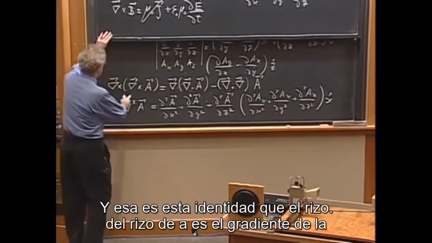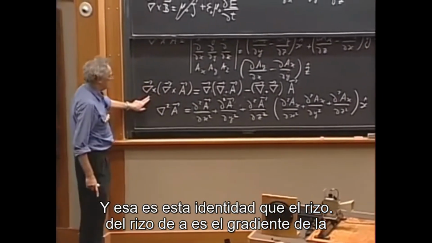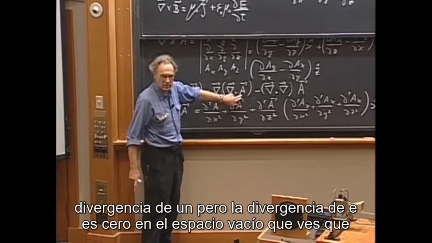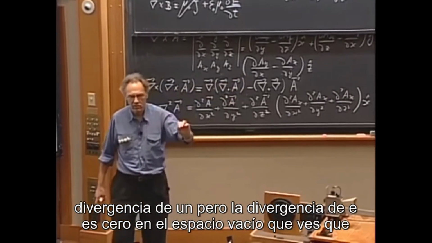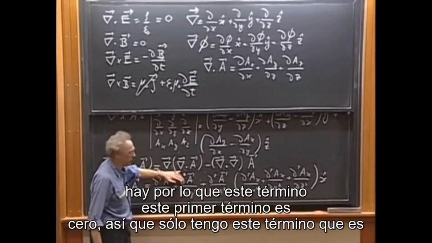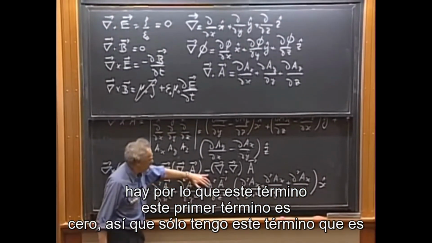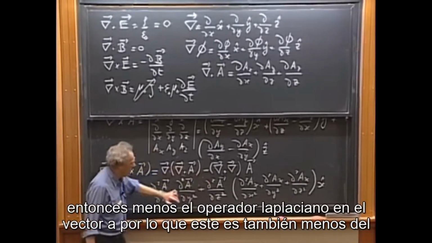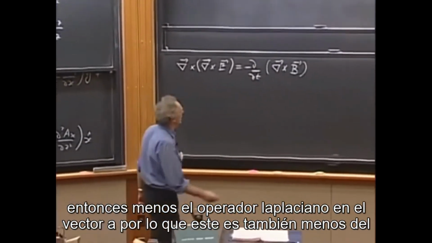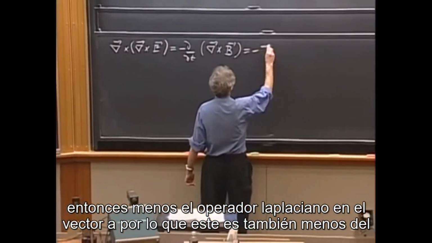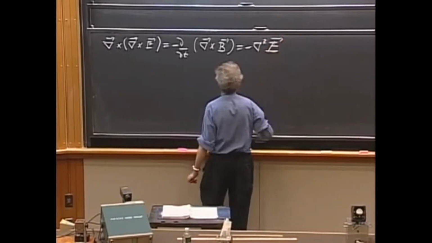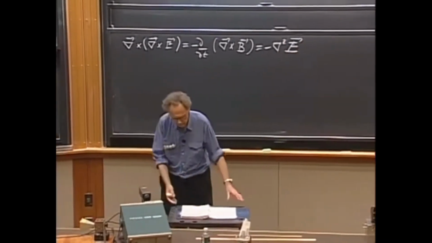Now I use the only thing that we should remember, and that is this identity, that the curl of the curl of A is the gradient of the divergence of A minus the Laplacian of A. But the divergence of E is 0 in empty space. You see that there. So this first term is 0. So I only have this term, which is then minus the Laplacian operator on the vector, so this is also minus del squared E.